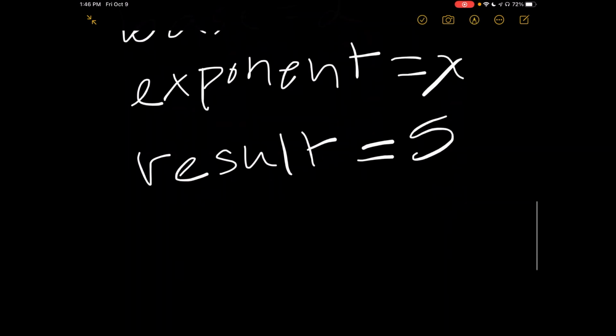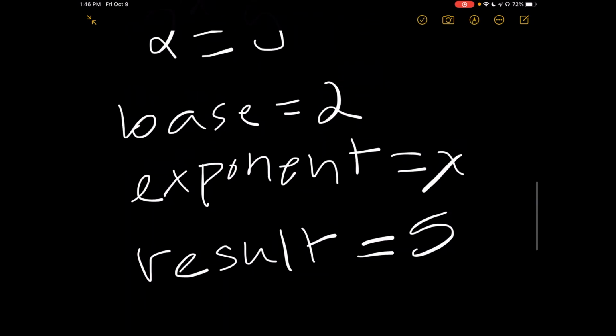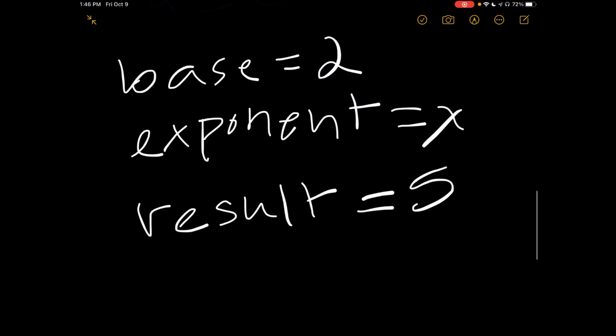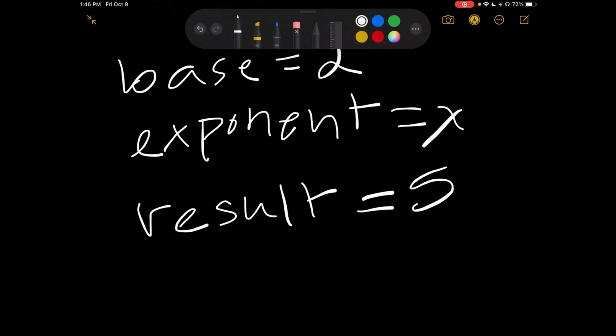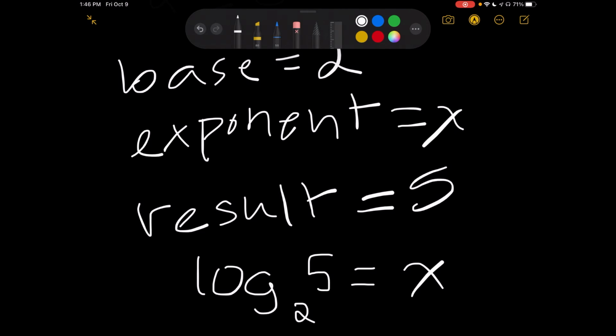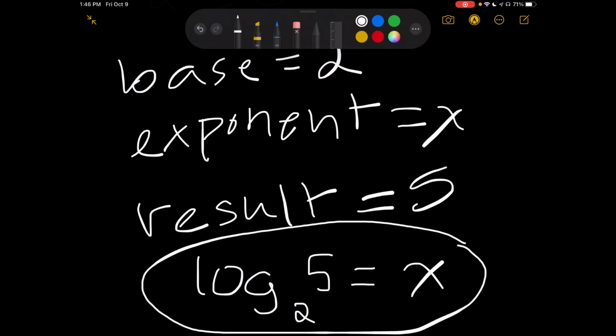So let's go ahead and convert this to logarithmic form. So the base of the exponential is the same for the logarithmic. So log, we can write base 2 as a subscript. Then we write the exponent as the result of the logarithm. And the result of the exponential is the thing being taken of the logarithm. So we write that here. And we have successfully taken the exponential expression and turned it into a logarithm.